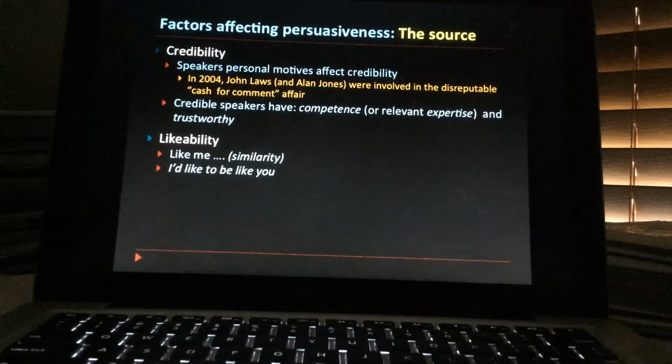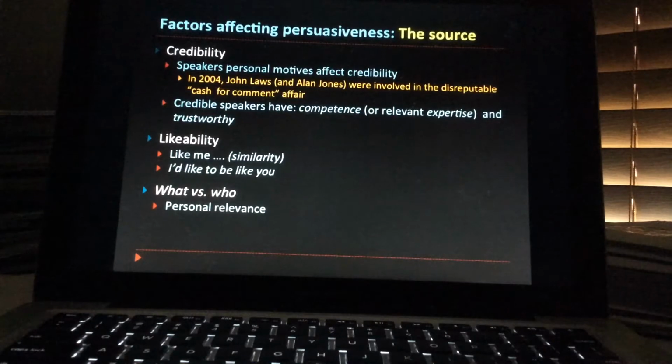However, he doesn't have credibility, but he does have likability. There are a few things to do with likability. There is actually liking the person, thinking they're a nice person. There's liking them because they're similar to you, so I like them because they're like me. Or the idea of I'd like to be like you. Both of these things fall into the likability category. Then we also have the what versus the who.